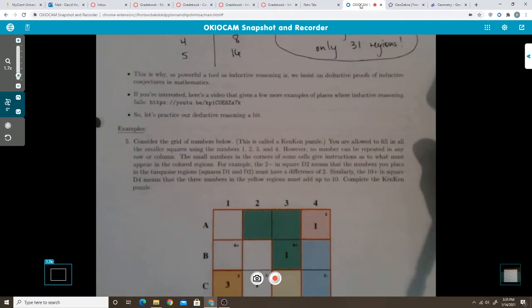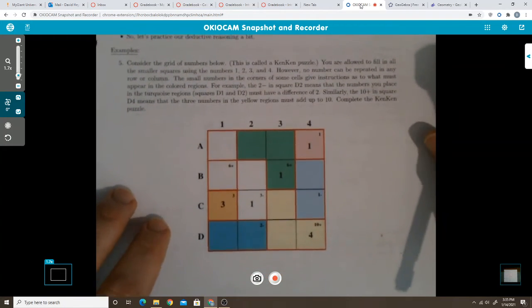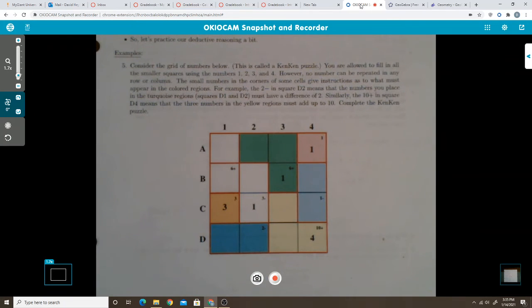So here's a puzzle called a Ken-Ken puzzle. And I'll be honest with you, I had no idea that these things existed before I prepped this particular lecture. But anyway, here we go. It says, consider the grid of numbers below. This is called a Ken-Ken puzzle. You are allowed to fill in all the smaller squares using the numbers 1, 2, 3, and 4. However, no number can be repeated in any row or column. The small numbers in the corners of some cells give instructions as to what must appear in the colored regions.